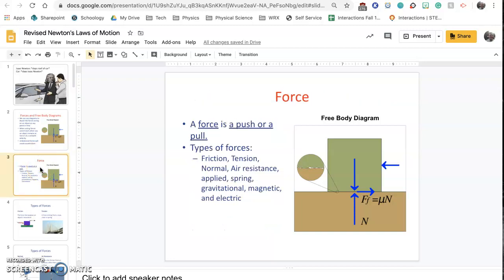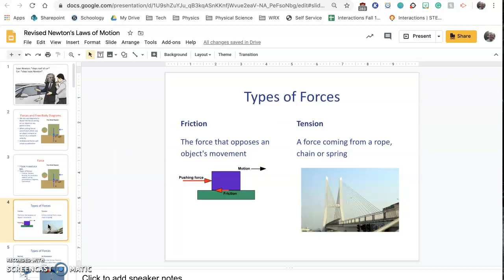As far as what a force is, it's a push or a pull. Okay, whether that is directly in contact or there are other types of forces that might act from a distance, like gravity. But any sort of push or pull can be considered a force. We've got all sorts of different forces that we'll talk about. Friction is going to oppose the movement of an object.